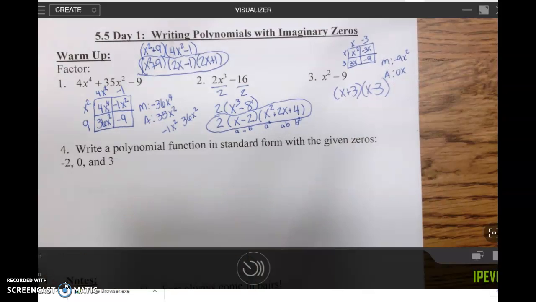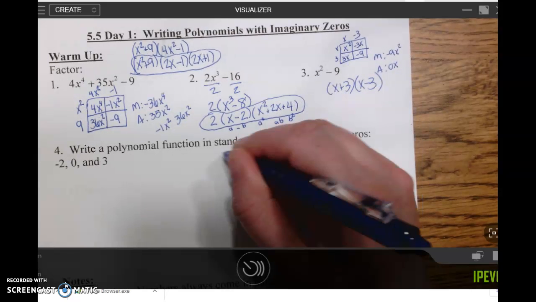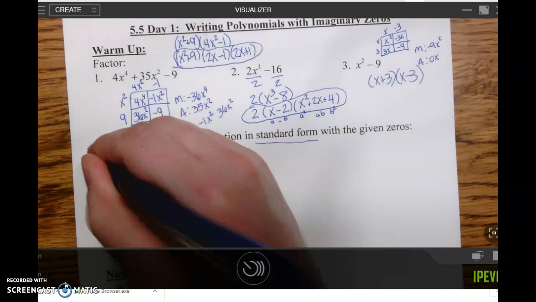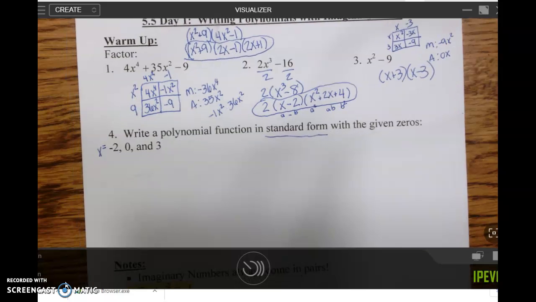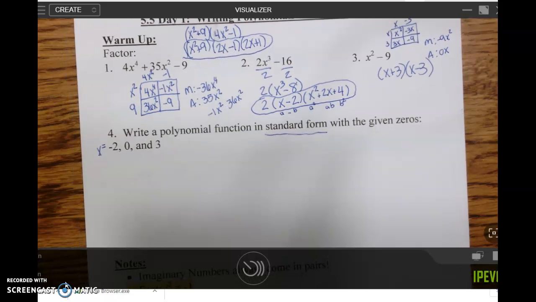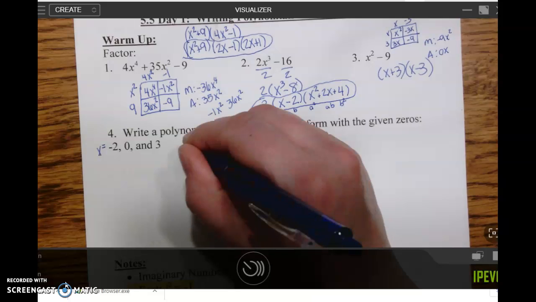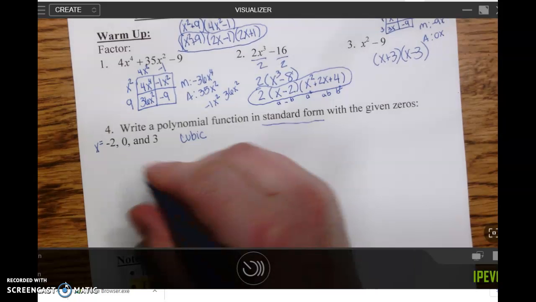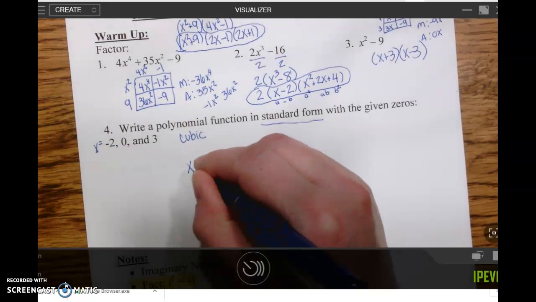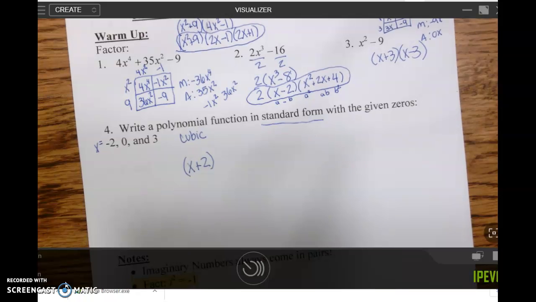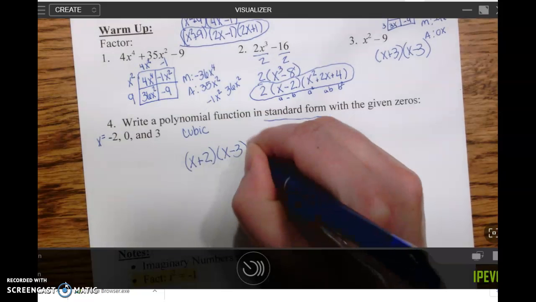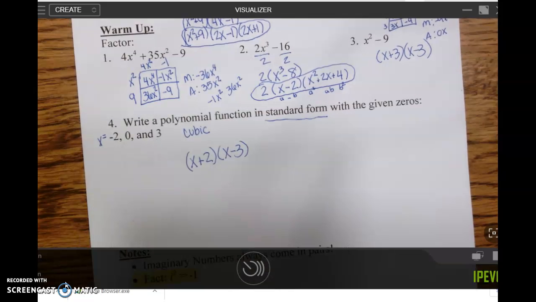All right, the last part of your warm-up today is going to help you with the lesson for today, which is writing a polynomial in standard form with the given zeros. So we know x is equal to negative 2, x is equal to 0, and x is equal to 3. We have 3 solutions, so we would expect this to be a cubic, the third power, once we get everything done. And so we're going to set this up. X equals negative 2 is the factored form of x plus 2, because when I set x plus 2 equal to 0, I would get x is negative 2. I'm going to have x minus 3 to get x equals 3, because we would add 3.